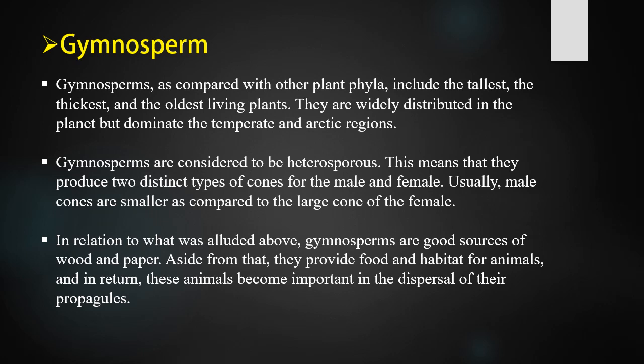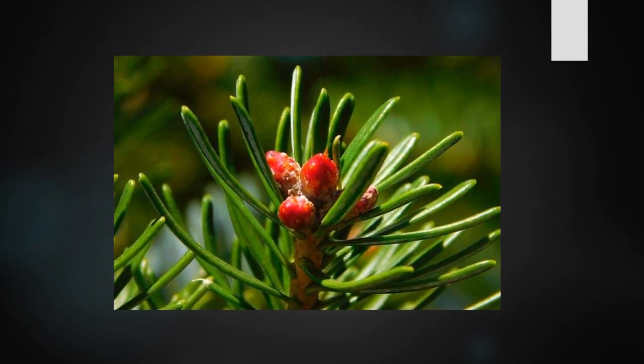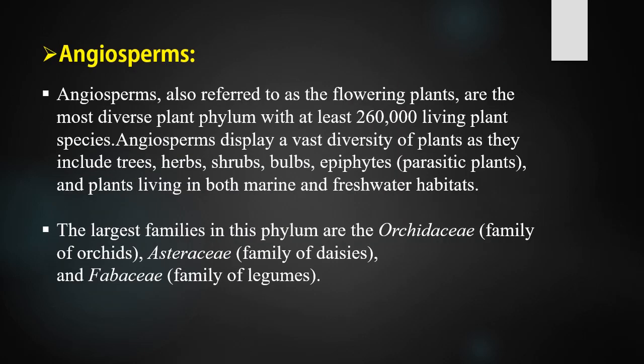Gymnosperms are considered to be heterosporous. This means they produce two distinct types of cones, male and female. Usually male cones are smaller as compared to the large cone of the female. Gymnosperms, compared with other plant phyla, are the tallest, the thickest and the oldest living plants. Next slide is the gymnosperm. We are able to see the diagram of how the gymnosperm plant looks.